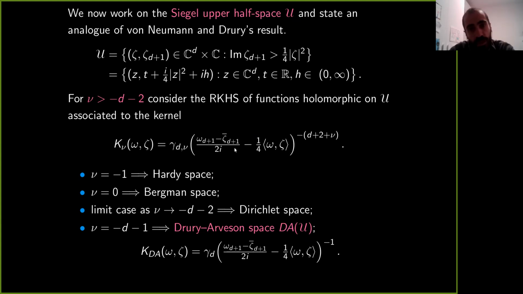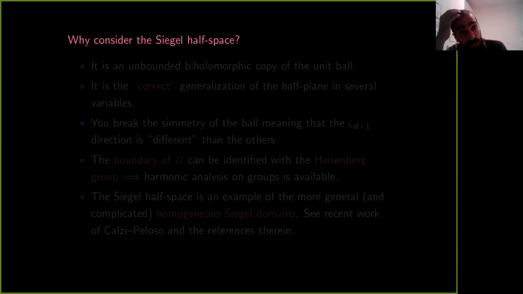So how you obtain this kernel is quite easy. You obtain this family of kernels because, at least if you consider the Bergman space, you can just use the biholomorphism with the unit ball, and you obtain, via the standard transformation rule for the Bergman kernels, the candidate kernel. Then you can study the whole family of kernels. So, okay, but why do we consider the Siegel space? What's the point of considering this family of domains in this setting?